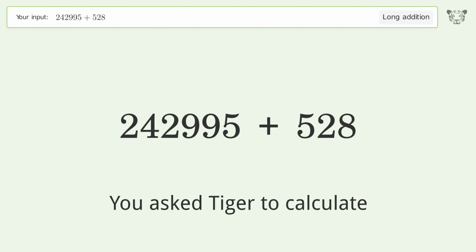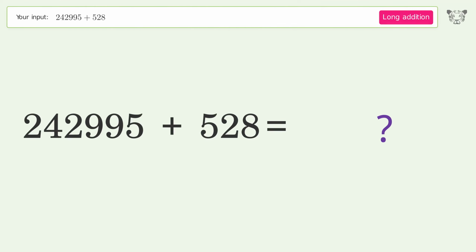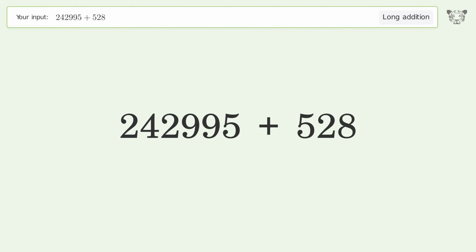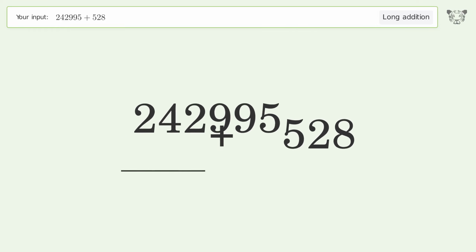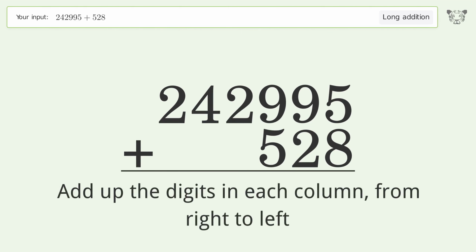You ask Tiger to calculate. This deals with long addition. The final result is 243,523. Let's solve it step by step. Rewrite the numbers from top to bottom, aligned by their place values. Add up the digits in each column, from right to left.